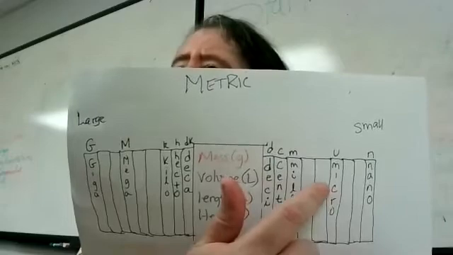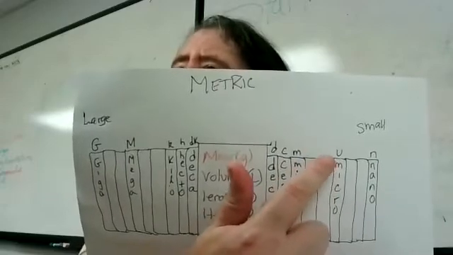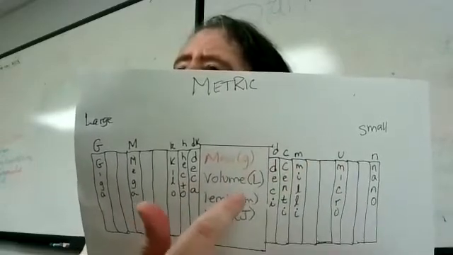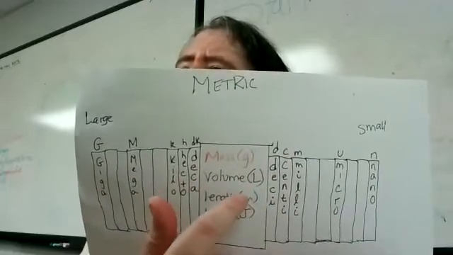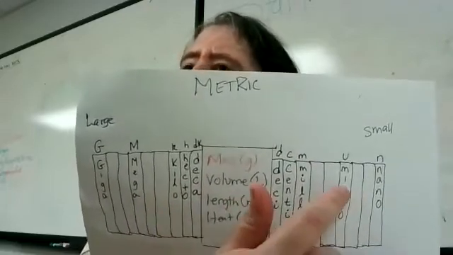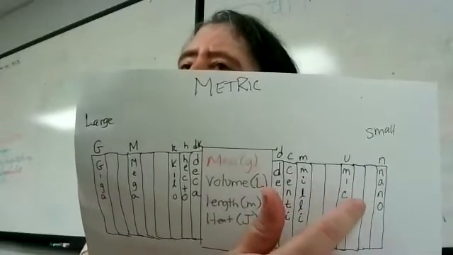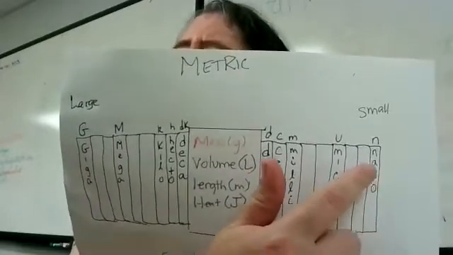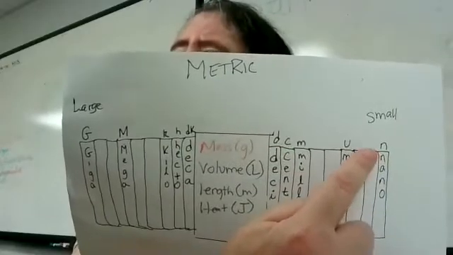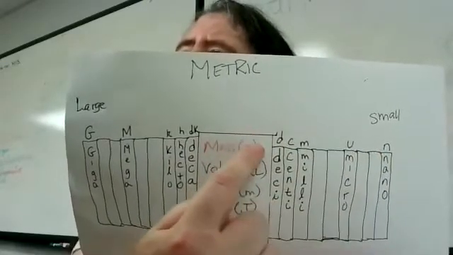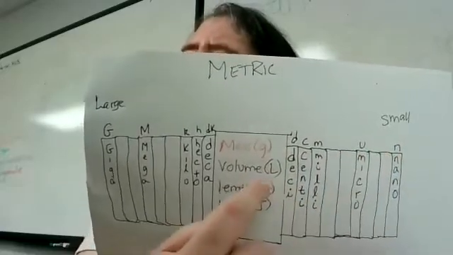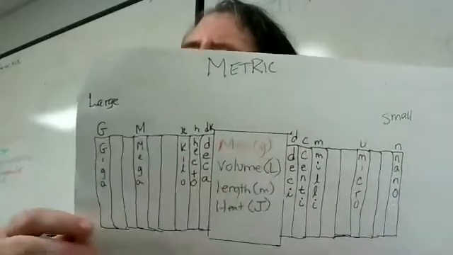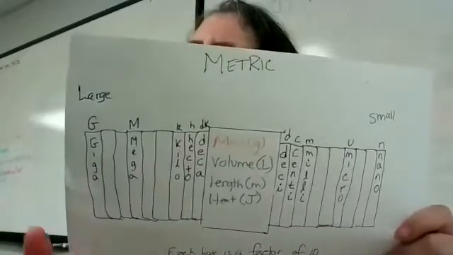The next small one is micro, which has a symbol of U. So a UM is a micrometer, an MM is a millimeter, just a plain meter is an M. Then again, there are 2 boxes that are blank. Then nano, which has an abbreviation of N, and NG is a nanogram, and NL is a nanoliter, and NM is a nanometer, etc. So let's go to the big side.